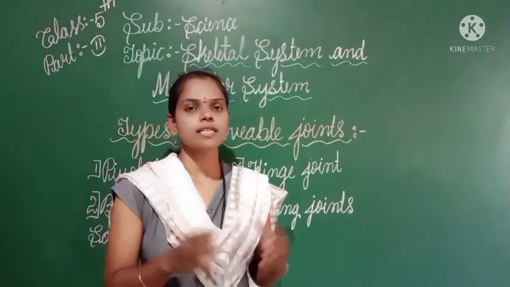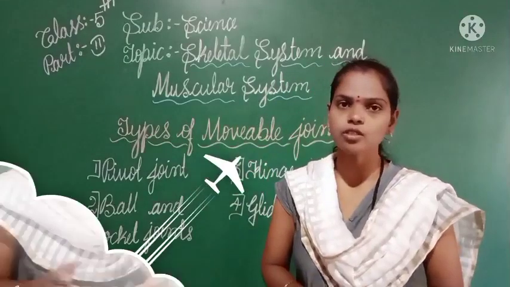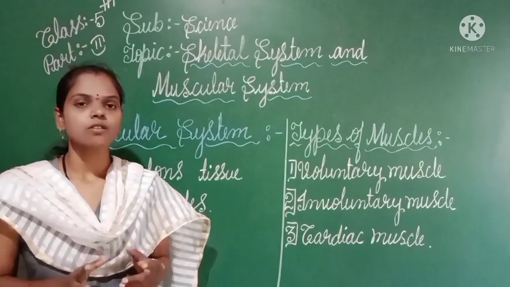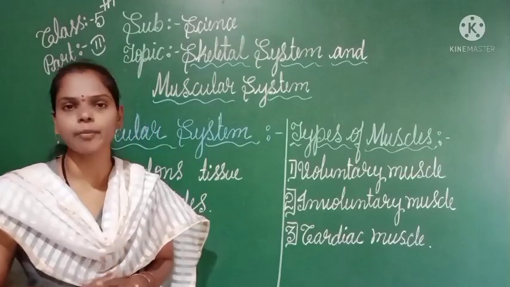So dear students, these are the points on the types of movable joints. Now let us learn and discuss in detail about the muscular system. So dear students, what is the muscular system and what is it made up of?